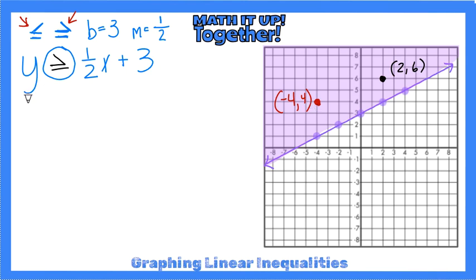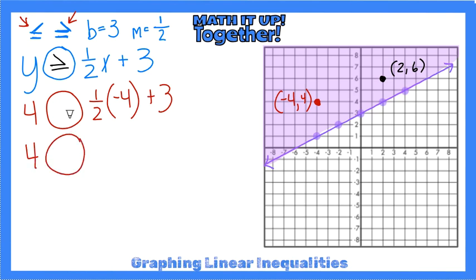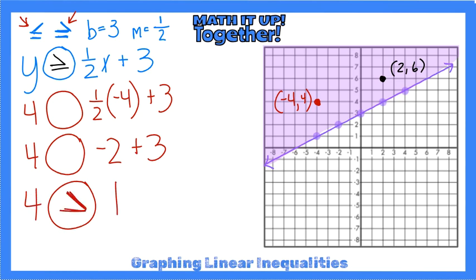So for my y, I'm going to place 4 here. Again, I'm going to pretend I don't know and test this one. 1 over 2, my x is -4 plus 3. And then I'm going to do my math here. Again, this is unknown. 1/2 of -4 is -2. And then -2 plus 3 is 1. 4 is greater than or equal to 1. And again, check, check. So again, any point will work. You just have to pick one. All right, so let's continue on.